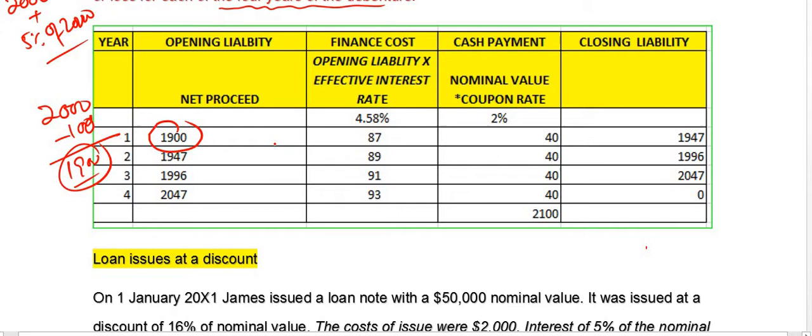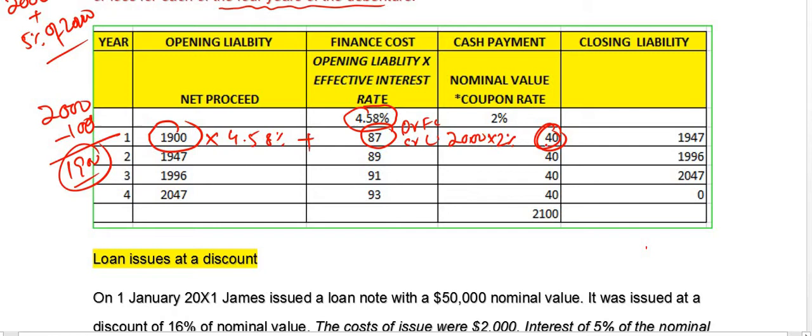Now the effective interest rate is given, and that is 4.58%. When you multiply this 4.58%, you will get this, and this will be debited to finance cost and credited to liability. So the liability will increase by this amount, so you will add this. Now this coupon rate will be applied on the nominal value, and the nominal value is 2,000. We have just removed the 000. When you apply this, you will get this 40.